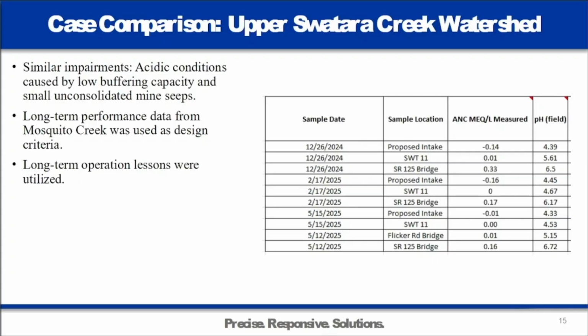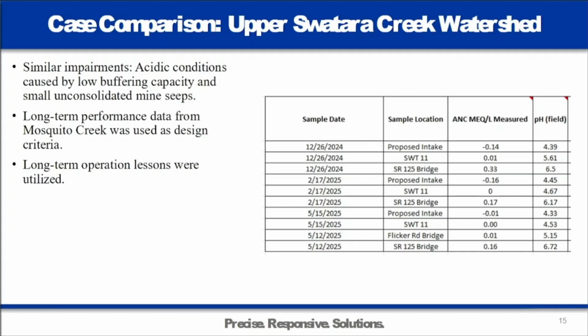So I knew at these points, if I installed this system with the expected loading that I saw, would I meet the goals that I set forth in the Mosquito Creek project to have a wild trout fishery? And that was the goal of that. And we looked at long-term operations from the Mosquito Creek projects.